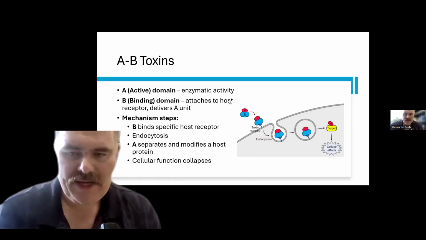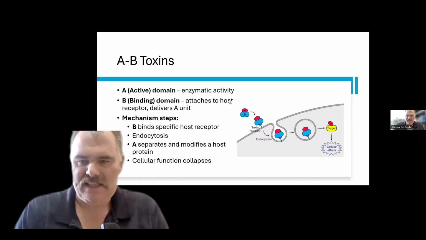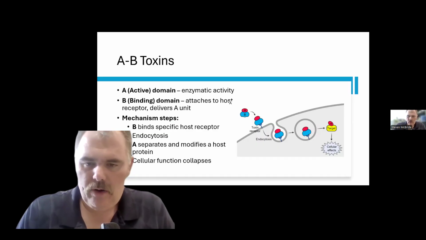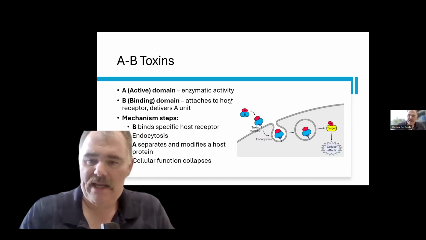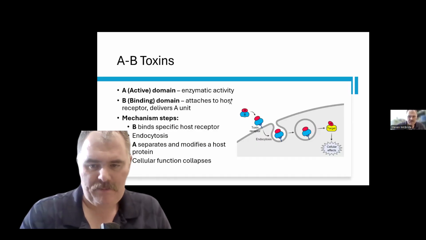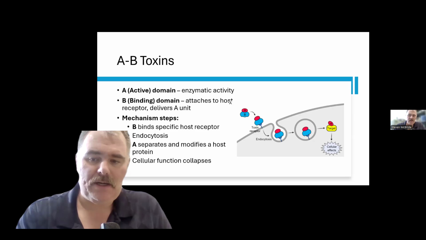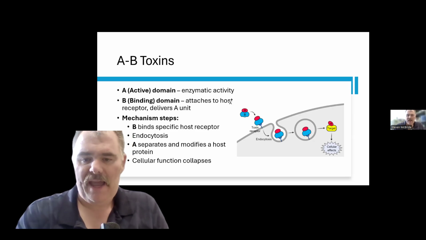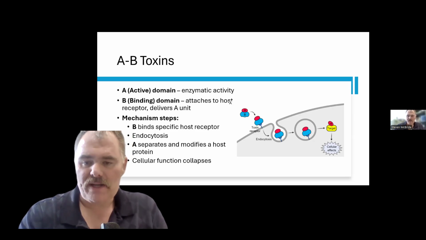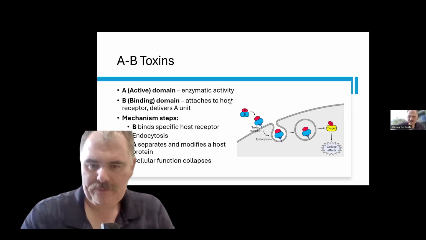So, one of the most common toxin designs found in the microbial world is the AB toxin. It contains two functional components. The B subunit stands for binding. Its job is to recognize and attach to a specific receptor on a host cell. The A subunit stands for active. Once inside the cell, it carries out the toxin's enzymatic activity.